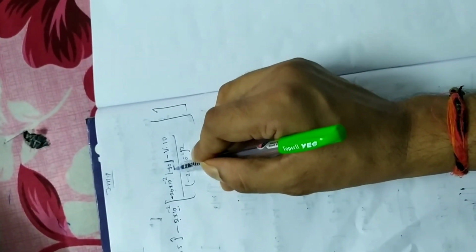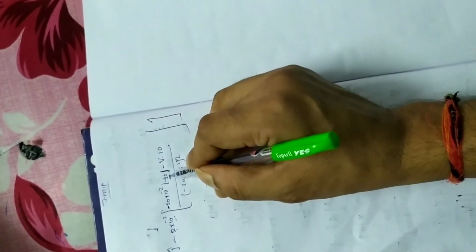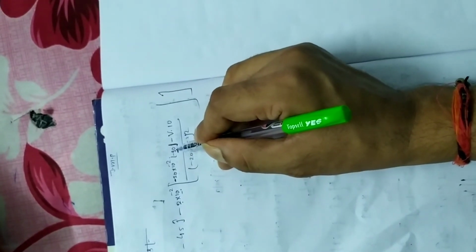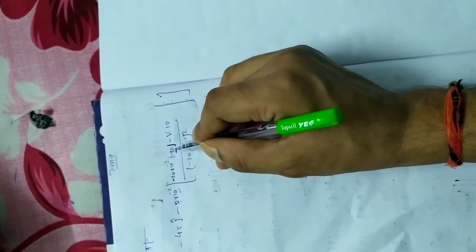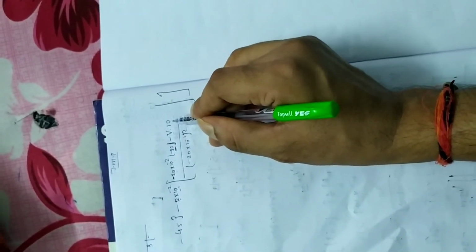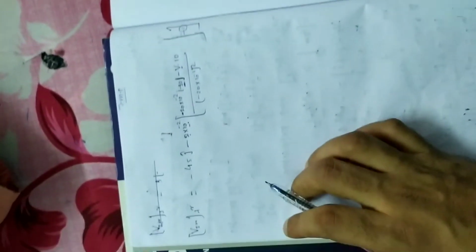So dv by dt, I already told you, means velocity with respect to the mirror, right? So minus 90 minus v into 10. Again, v is variable here, so first of all we are going to calculate v.